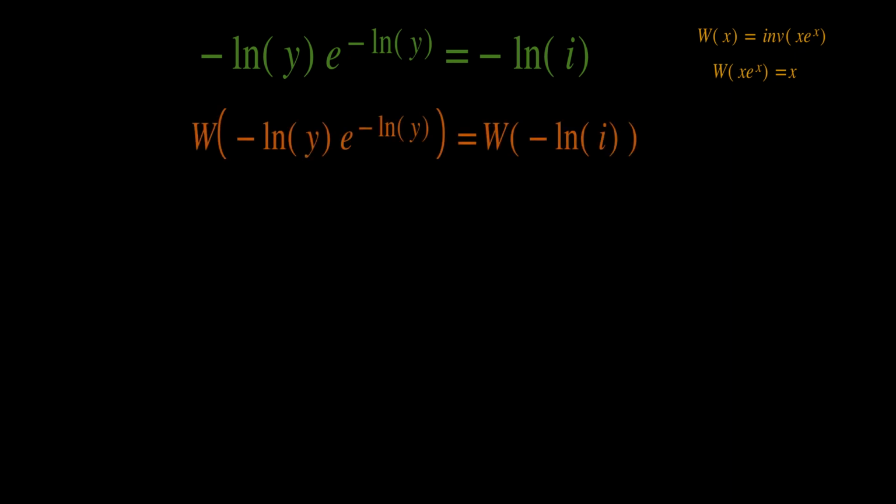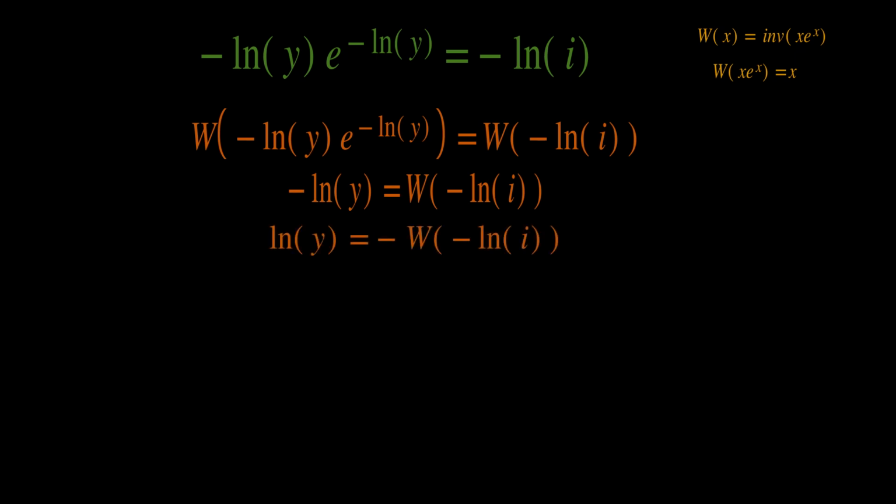And so when we plug the Lambert W function into both sides of the equation, we get that the Lambert W function of negative log of y e to the negative log of y is equal to the Lambert W function of negative log of i. Since we can call negative log of y x, that will give us the Lambert W function of x e to the x being equal to the Lambert W function of negative ln of i. So the function on the left cancels with its inverse function, and we're left with the negative log of y is equal to the Lambert W function of negative log of i.